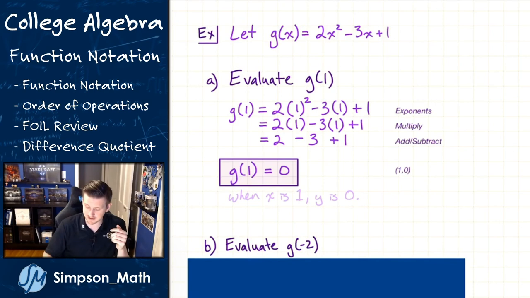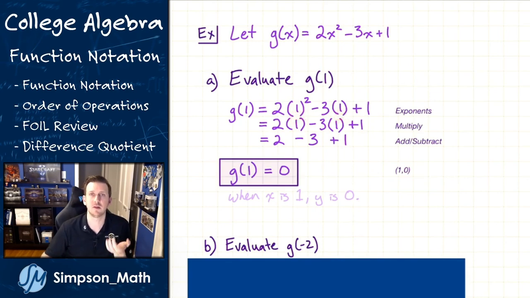So I'm going to evaluate g of 1. So this is g of x. What has changed between g of x and g of 1? Well, only the 1. So that means wherever you see an x, so I see an x right here, and I see an x right here, I'm going to replace those with 1s. And that's what I've done here. So now we have 1s right here.